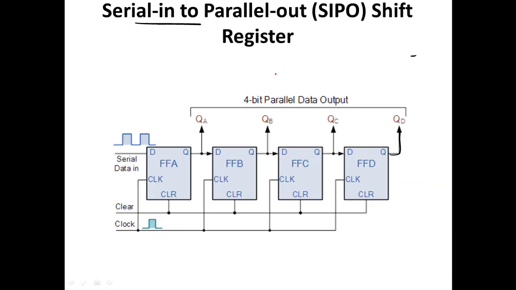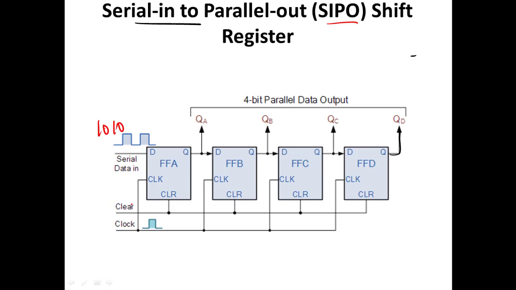So the next type of shift register is SIPO, which is nothing but serial in parallel out shift register. Again, let us give the same data 1010, the 4-bit data, for the 4-bit register. Here we need 4 flip-flops that can be used for storing the 4 bits 1010. Serial input, and all the clocks are tied together. All the clear signals are tied together.